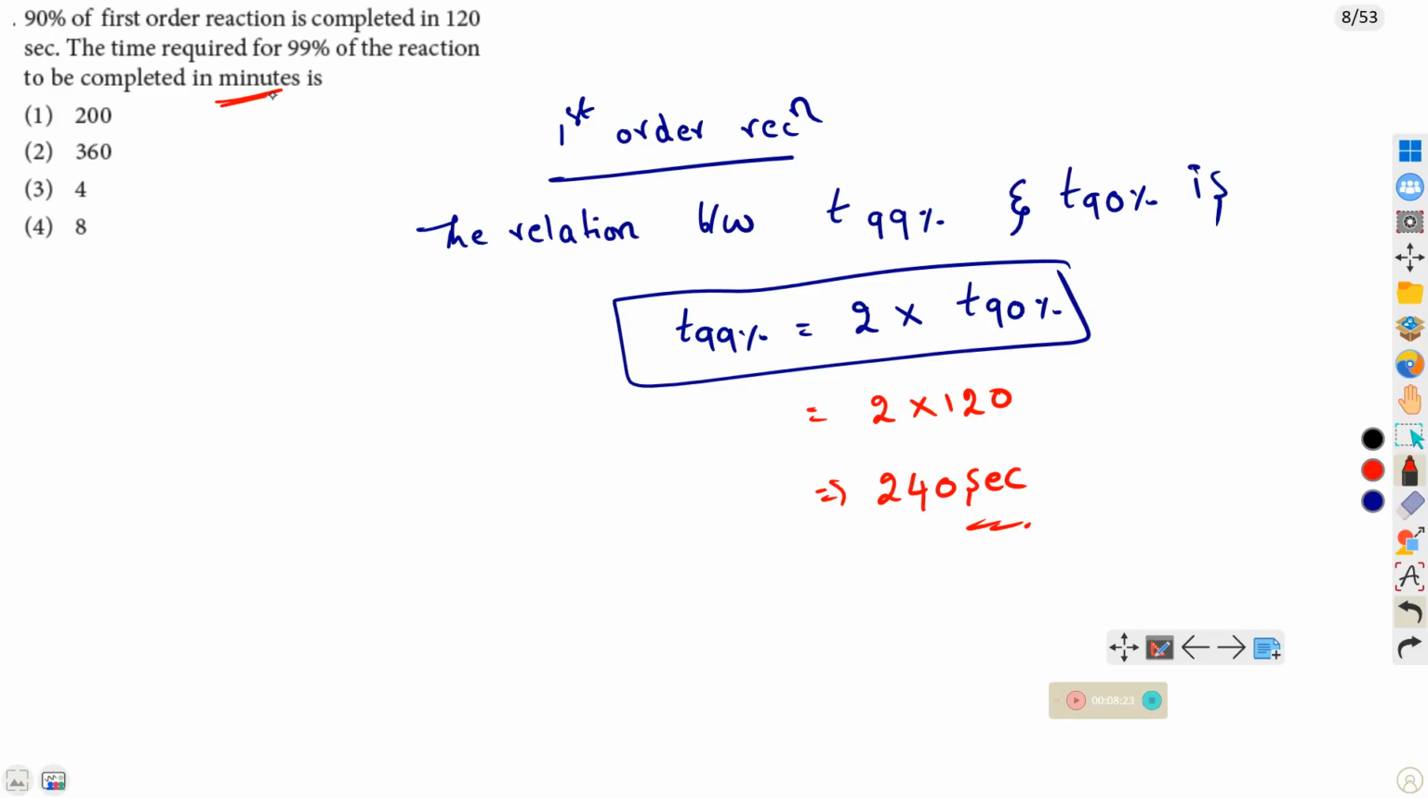But here the question is asked in terms of minutes. So 1 minute is equal to 60 seconds. 240 seconds is equal to how many minutes? 4 minutes. Correct answer, third option.